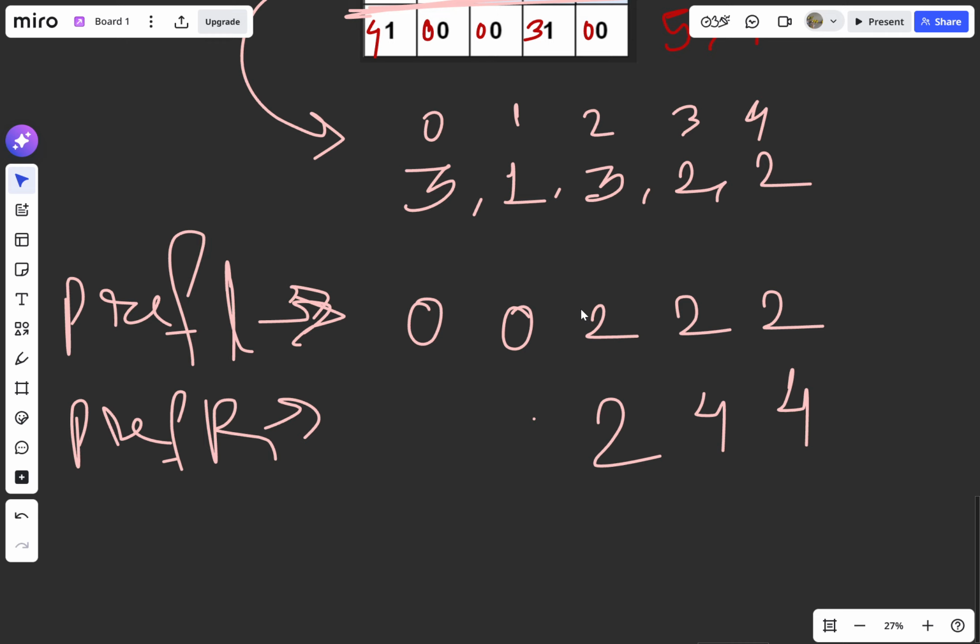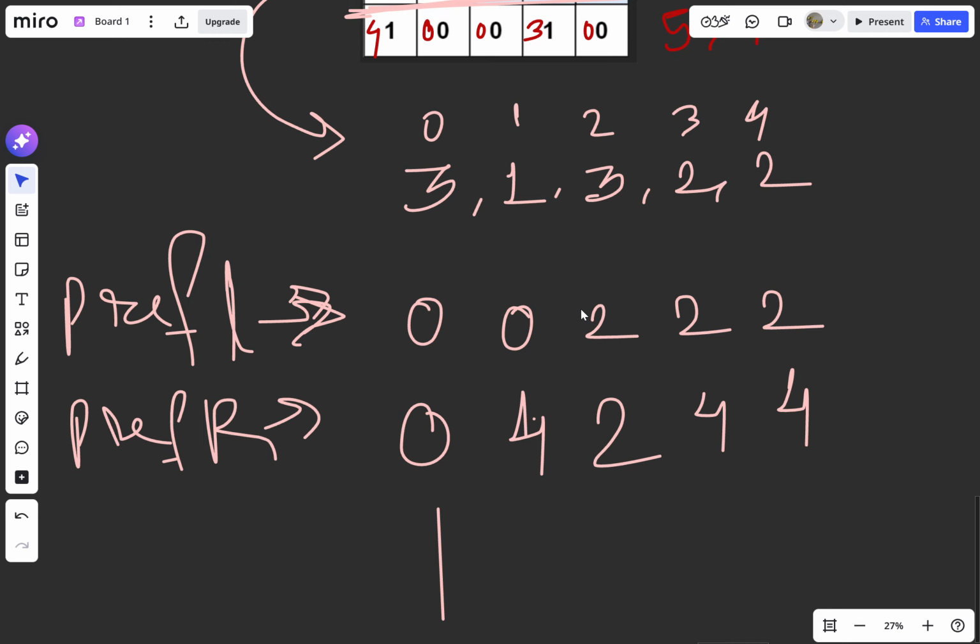Okay, then after that 1 is there, but for 1 the 4th index is also greater than or equal to that, so that's why. Okay, after this we have 3, but the 1 cannot be greater than the 3, so that's why we will store 0 only. Okay, now we have the prefix left and prefix right.